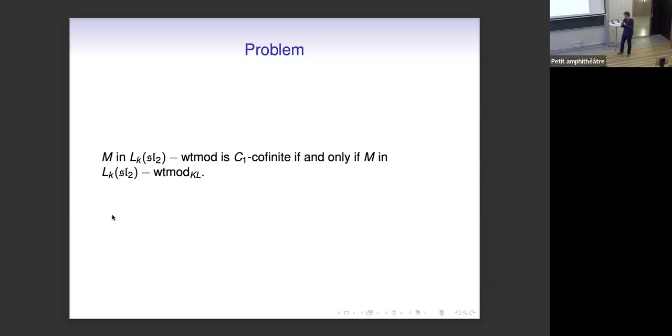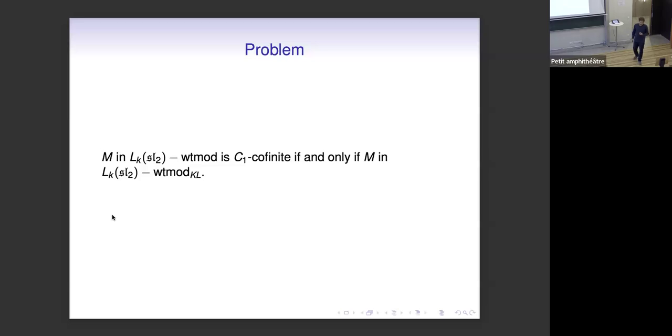It contains the lift of any SL2 module, affine SL2 module, and then any spectral flow twist of it, and also more modules. Then one had this subcategory of lower bounded modules. These are the category that comes naturally from finite dimensional SL2 modules. This has the subcategory that is associated to highest weight modules, and then one has the subcategory that is associated to finite dimensional SL2 modules. That's what's called the Kazhdan-Lusztig category.